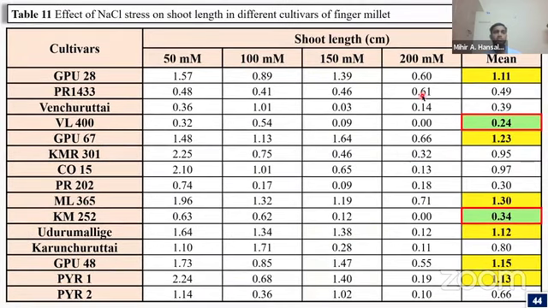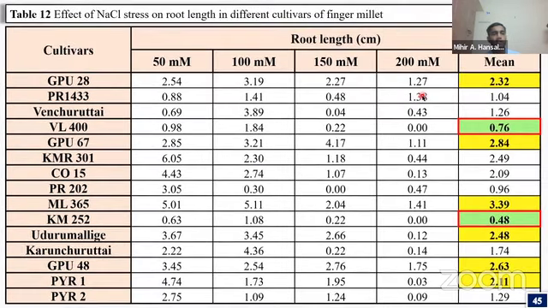Table 11 shows the effect of NaCl stress on shoot length, where the same cultivars described earlier show the higher mean shoot length, more than 1.10 centimeter compared to all other cultivars, whereas VL400 and KM252 show the lower shoot length in the experiment compared to all other cultivars.